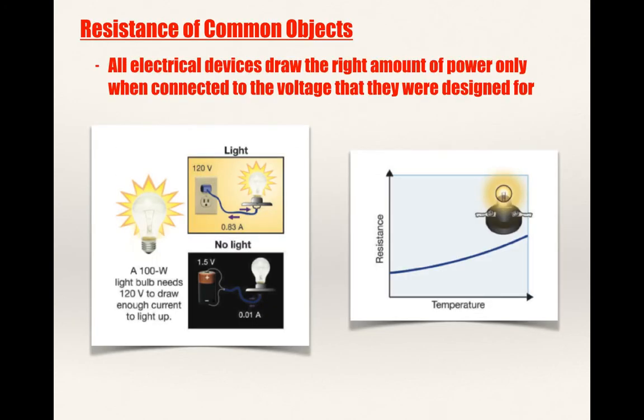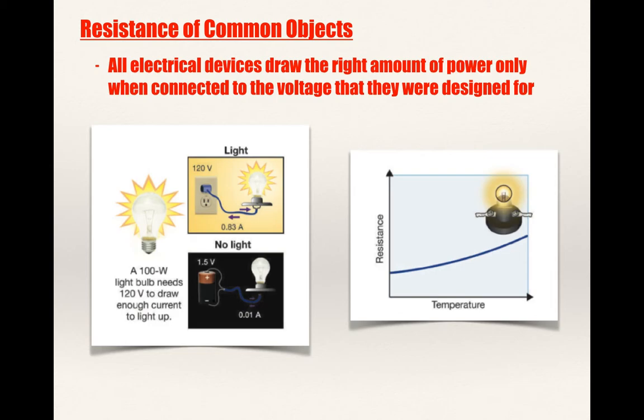All right, so resistance of common objects your book talks about. Objects can vary in resistance anywhere from 1,000th of an ohm, which is obviously a really small resistance, all the way up to 1,000,000 ohms for resistance, which should be really big. So they can vary greatly. Because of resistance, all electrical devices will actually draw the right amount of power only when connected to the voltage that they're designed for. For example, your book talks about a 100 watt light bulb, which we should be very familiar with, has a resistance of actually around 144 ohms.